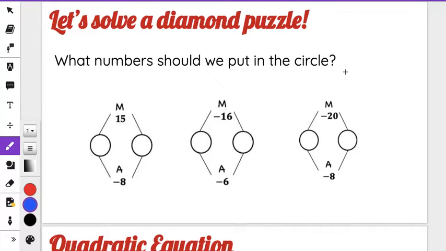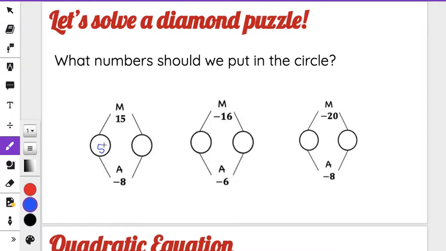The reason we call it the diamond puzzle, as you can see, is that this shape looks like a diamond, right? This puzzle asks us to find two numbers to put in the circle. When we multiply them, we get the top number, that's why we put M here. And when we add them, we get the bottom number, that's why we put A here. You can definitely pause the video to see if you can figure out the puzzle by yourself, or let's do this together.